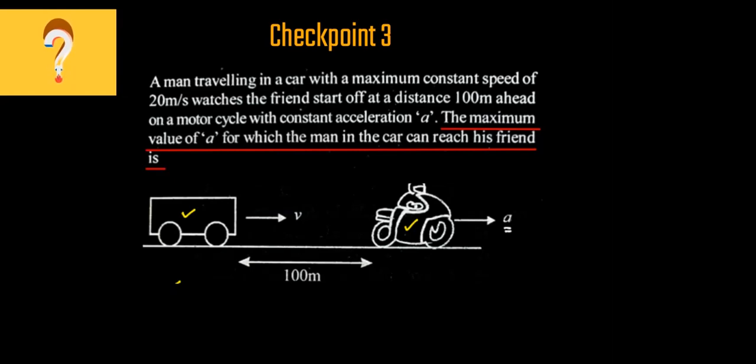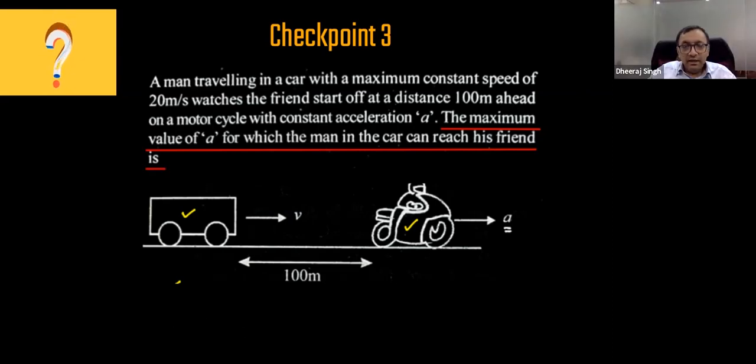Can you tell me what is the condition for this to happen? What will be the condition so that the man in the car just reaches the friend? The car just reaches the bike. What will be the condition for that to happen? Forget about the solving part of the question. Tell me, what is the condition for which the car just reaches the bike? Everyone, what is the condition for that?